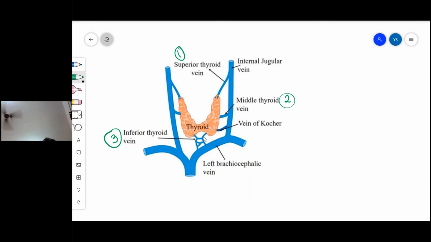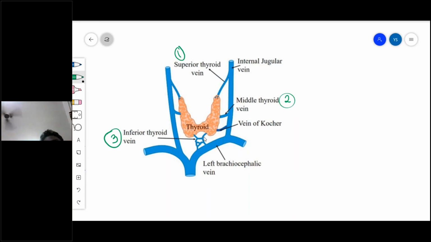Arteries are two. In case of vein we add the middle one. So superior thyroid vein, middle thyroid vein, inferior thyroid vein. Let me ask, superior thyroid vein is draining into which vein? Internal jugular vein. So superior thyroid vein and middle thyroid vein both drain into the internal jugular vein. Then inferior thyroid vein is draining into the left brachiocephalic vein. Highlight this point a little, see it clearly.